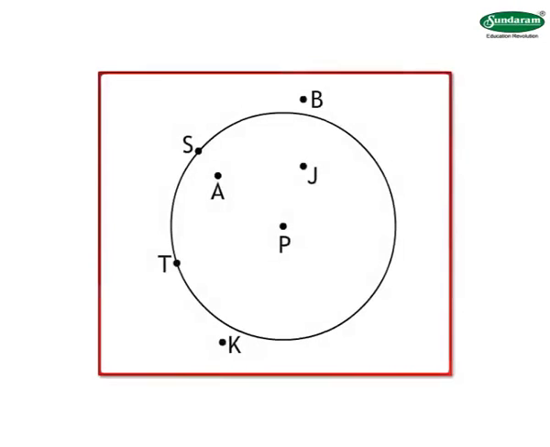Now, look at the circle with center P. Which are the points on the circle? Points S and T are the points on the circle, whereas points A, P and J are in the interior of the circle. Points B and K are in the exterior of the circle.